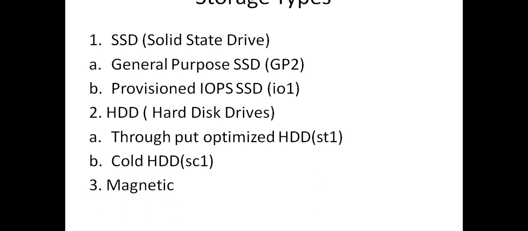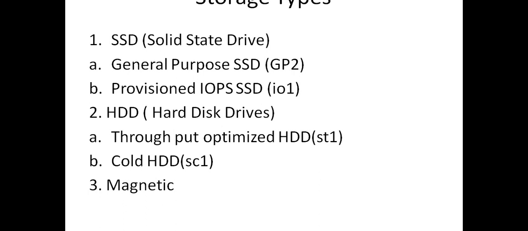Now first is SSD, solid state drive. In solid state drive we are having two options: general purpose SSD, which is the default volume type, and another one known as provisioned IOPS SSD. That means I can provision how many inputs and outputs I need per second. We can get up to 40,000 IOPS, but it is directly proportional to the amount of storage you are taking. If you are having a transactional workload, in that case you need to provision your IOPS.